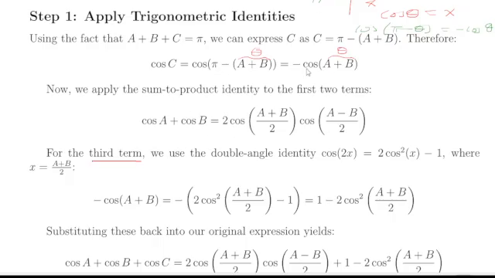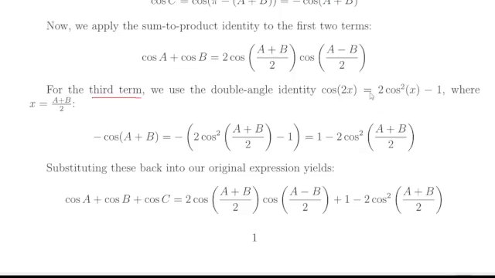So cosine C is negative cosine of (A plus B). And cosine 2x is 2 cosine squared x minus 1. Here, 2x is going to equal A plus B, so x is the average of A and B, so it's (A plus B) over 2. So that gets replaced for x here. So you have 2 cosine squared of (A plus B) over 2 minus 1, and then, of course, the negative outside. So then we distribute the negative. A negative times a negative 1 is positive 1, minus 2 cosine squared of (A plus B) over 2.